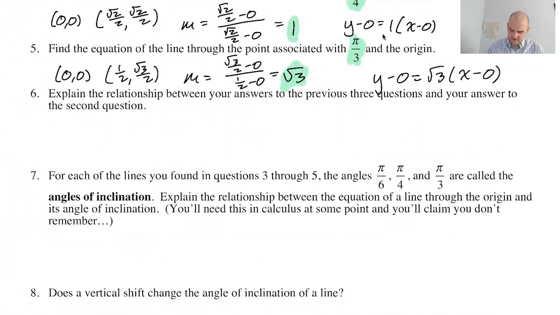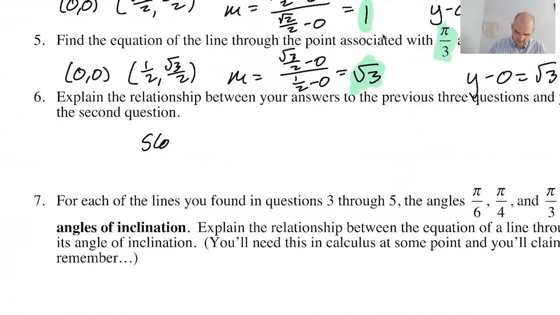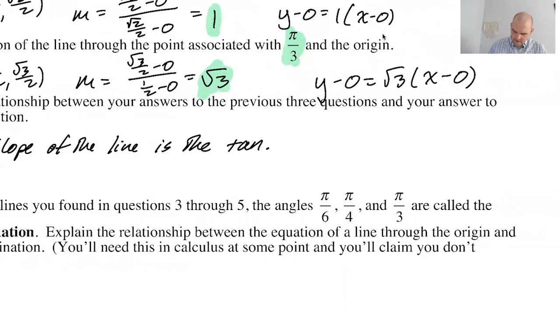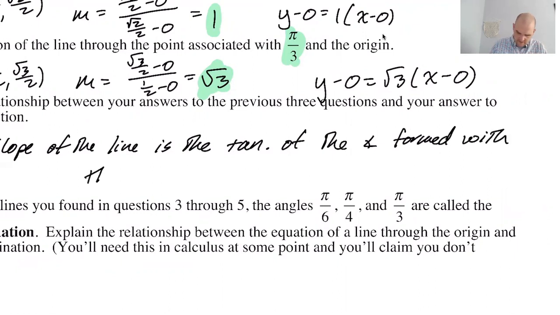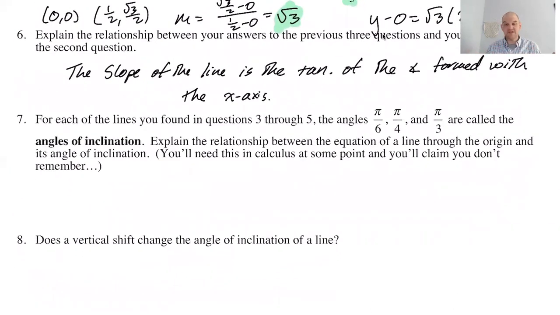Explain the relationship between your answers to the previous 3 questions and your answer to the second question. Okay, so I guess I should start with: the slope of the line is the tangent, which I'll abbreviate tan, of the angle formed with the x-axis. I think that is a good explanation. Full sentence, right? If somebody asks you to explain something, you should use a full sentence. So the slope of the line is the tangent of the angle formed with the x-axis. All right, so that's my explanation of that.